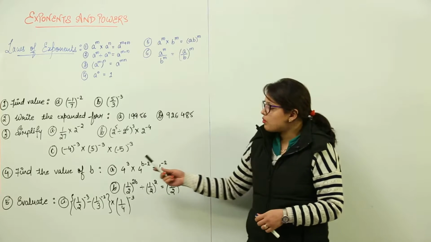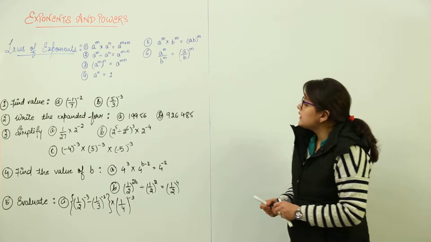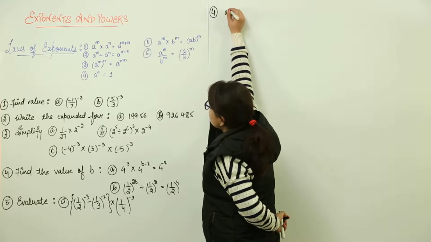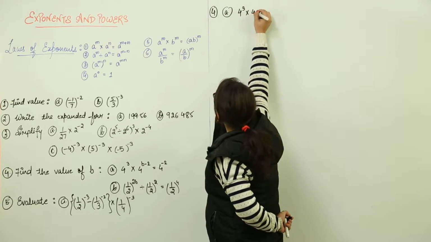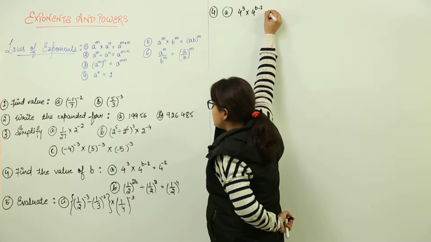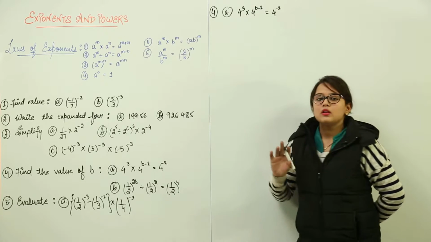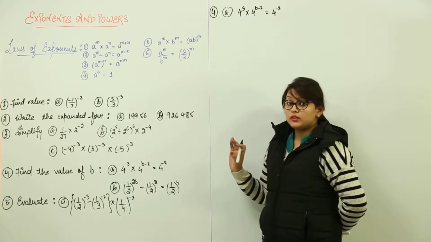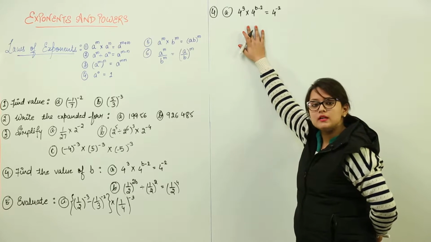Now the question number 4 says that we have to find the value of b, right? So let us write the question number 4 a part, which says 4 raised to power 3 into 4 raised to power b minus 2 is equal to 4 raised to power minus 2. Now before moving to any other topic, you can easily see that on the left hand side you already have the same bases which are getting multiplied.